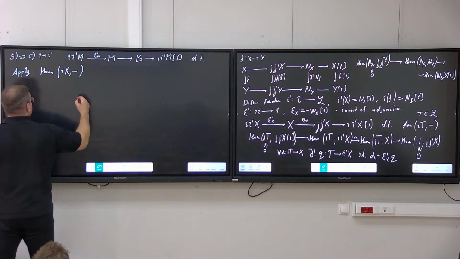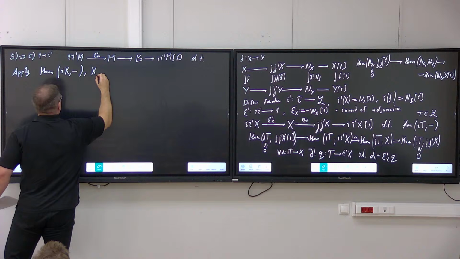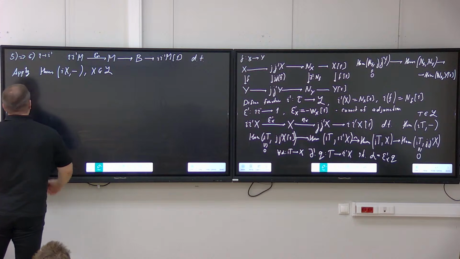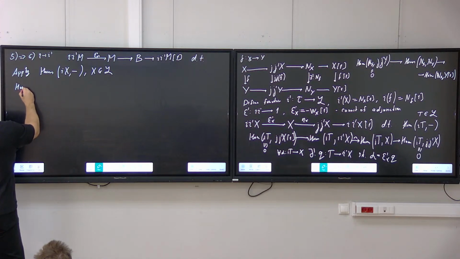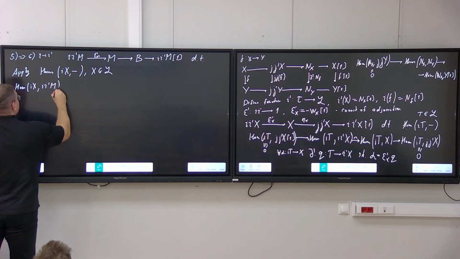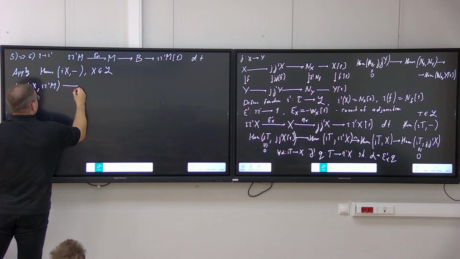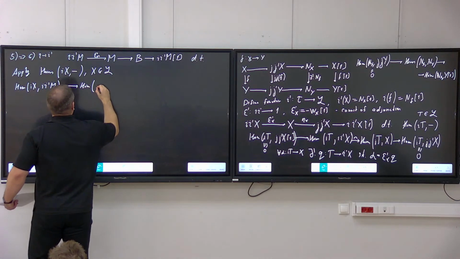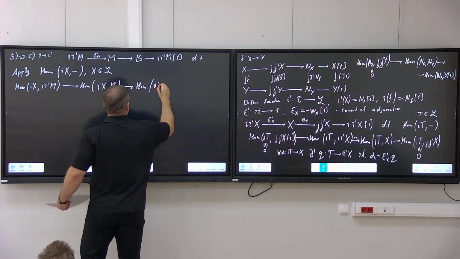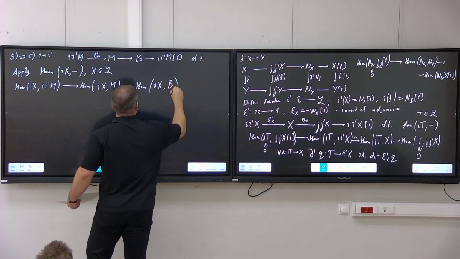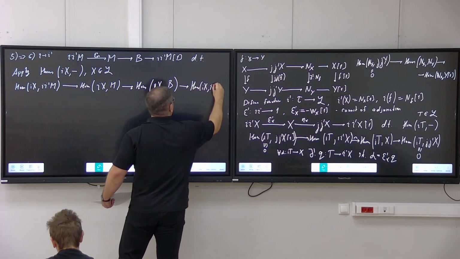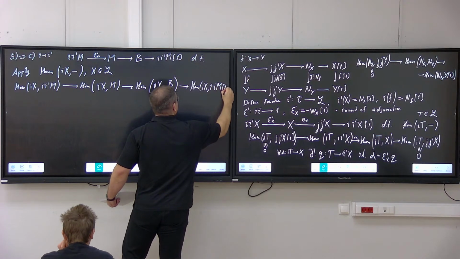So X, of course, has to be in the L. Then I'll get Hom(Ix, I'M) mapped to Hom(Ix, M) mapped to Hom(Ix, B), and then Hom(Ix, I'M) with the shift.